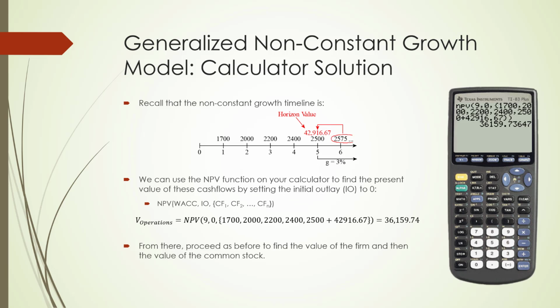So let's go back, and you can see here that 0 is what we put in for the initial outlay, the second argument in that NPV function. And so the 36,159.74, that's the present value, not the net present value, but just the present value of those cash flows. This is a very useful trick that you really should remember.